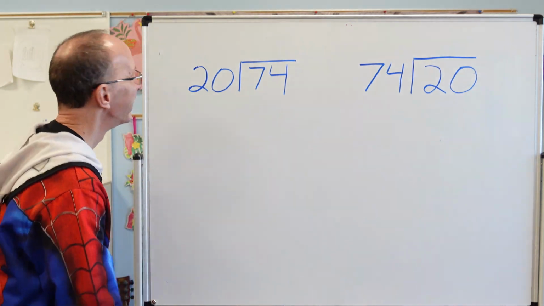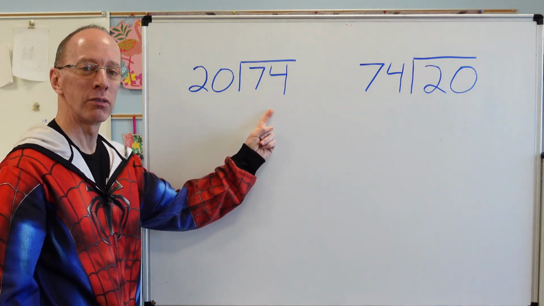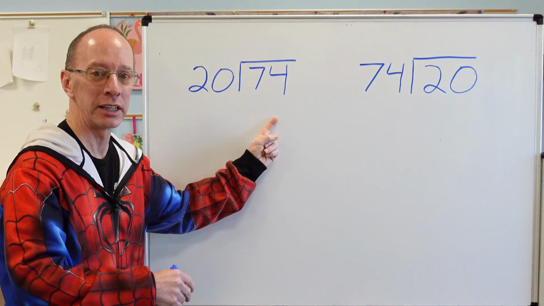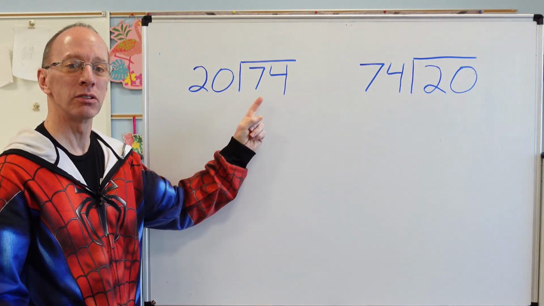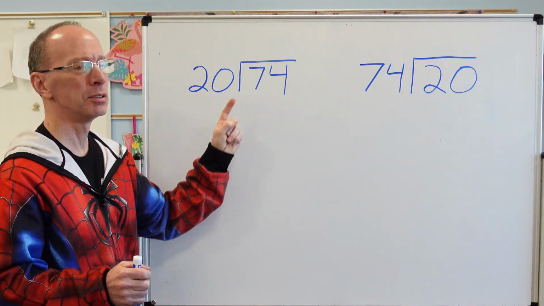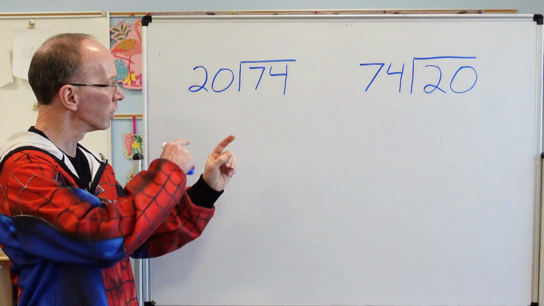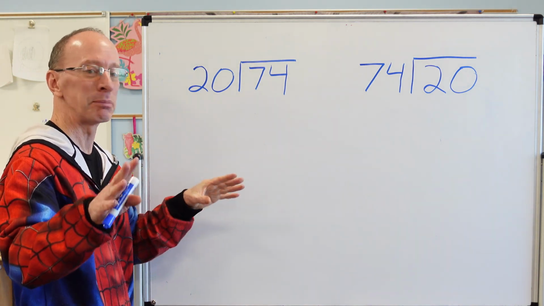Okay, let's begin here. Let's begin with 74 divided by 20. 74 would represent like we have 74 cookies, and 20 students came along and they want to share those 74 cookies. So how many times can I put 20 into 74?